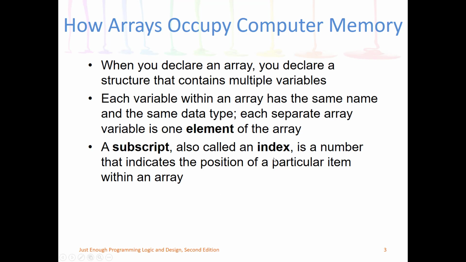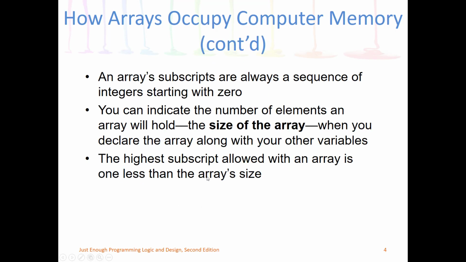So the subscript is also called an index, and it indicates the position of a particular item in the array. You always start with 0, and the size of the array is the number of elements in it. The highest subscript allowed in an array is 1 less than the array size. And that's called an off-by-1 error. Most people will go outside the bounds of the array because they were looking at the last element instead of the highest index.